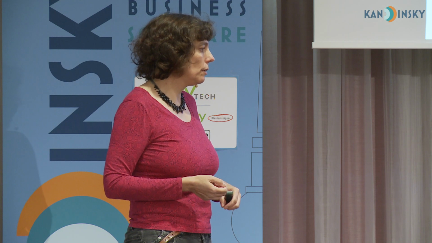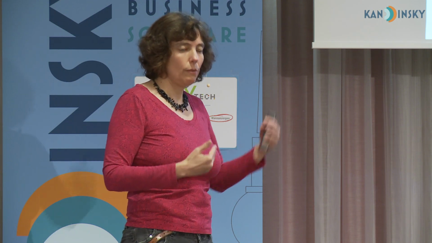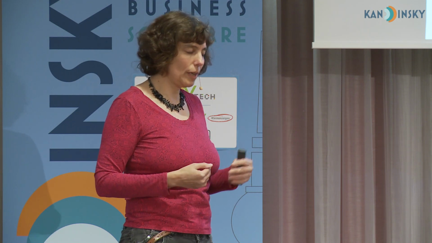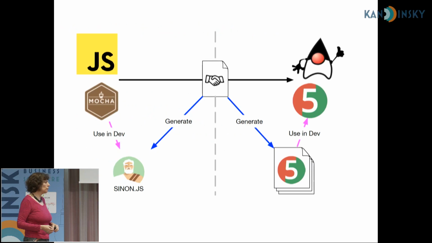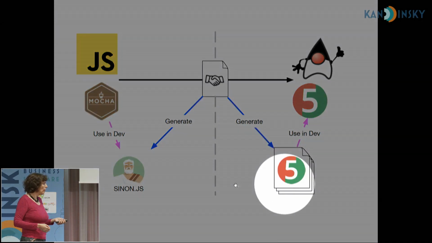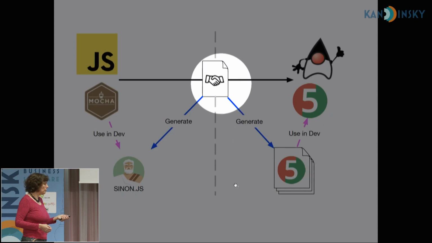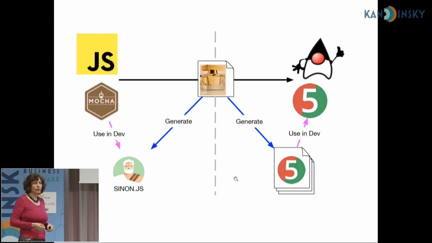And that's why I'm talking about this here: we can actually use this to check the real implementation. And that's what I'm going to show you now, how this would work. So this is the picture of the CDCT we had a couple of minutes ago. And here we have this contract, right? So what if we replace this contract with our functional essence?